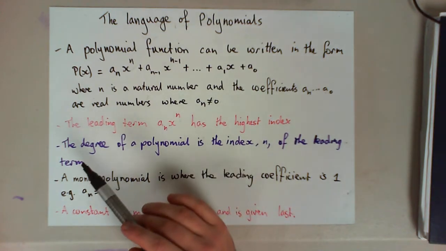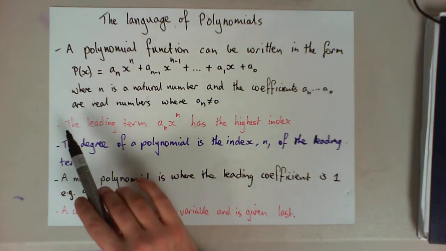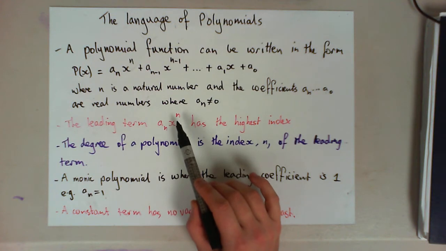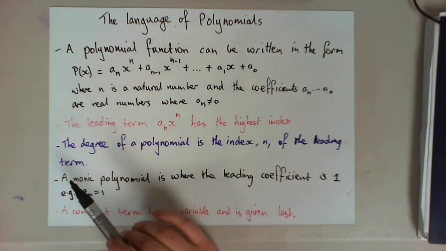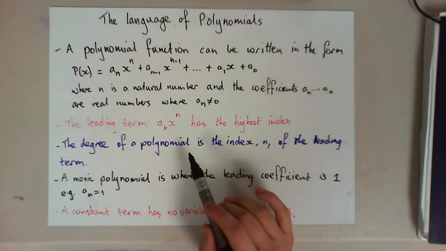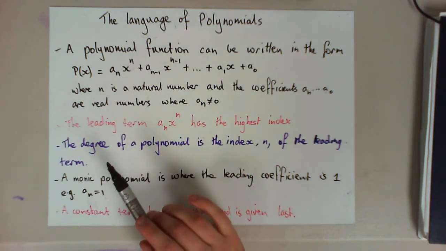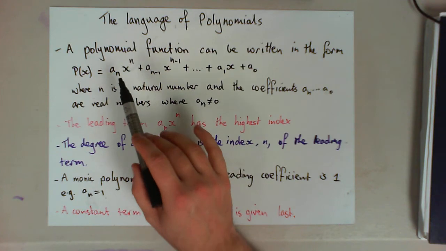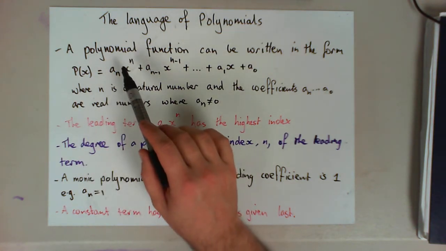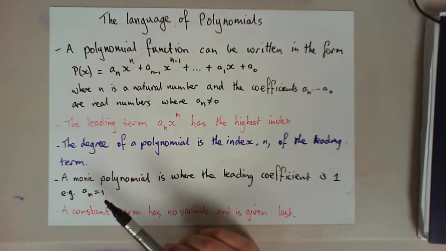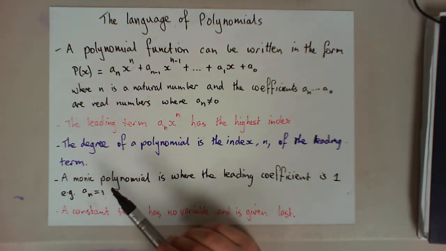So a little bit more information. The leading term, a_n x^n, has the highest index. This has the biggest power. The degree of a polynomial is the index of that first term. So if we have a cubic, x to the power 3, we say that's a polynomial of degree 3. If it was x to the power 5, it would have a degree of 5.